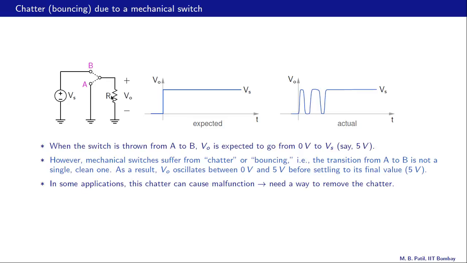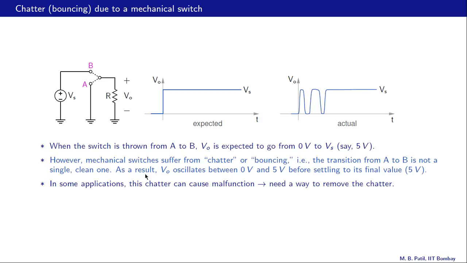Let us say that the switch position is changed from A to B at t equal to 0 right here. Then this is what we would expect as the waveform for VO. In reality, what we get is this waveform, for example. And instead of one single transition from 0 to 5, we have some other strange waveform, and finally it settles down at 5 volts.